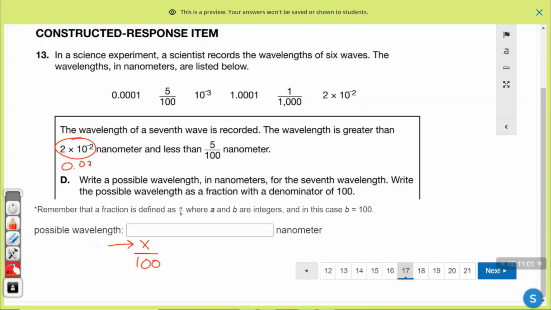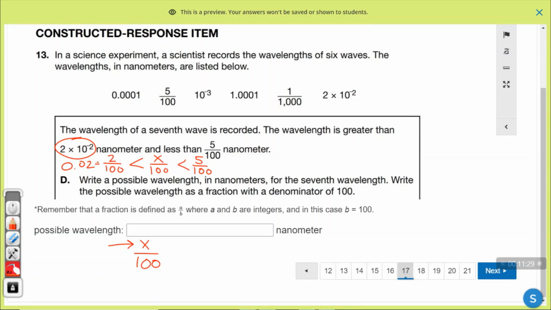We said earlier that it could be written as a decimal like this, using scientific notation to convert that back to standard notation. Well, that's 2/100ths, all right? And I can write that as 2 over 100. And that means I want my value of x over 100 to be greater than 2/100ths, but I want it to be less than 5/100ths.